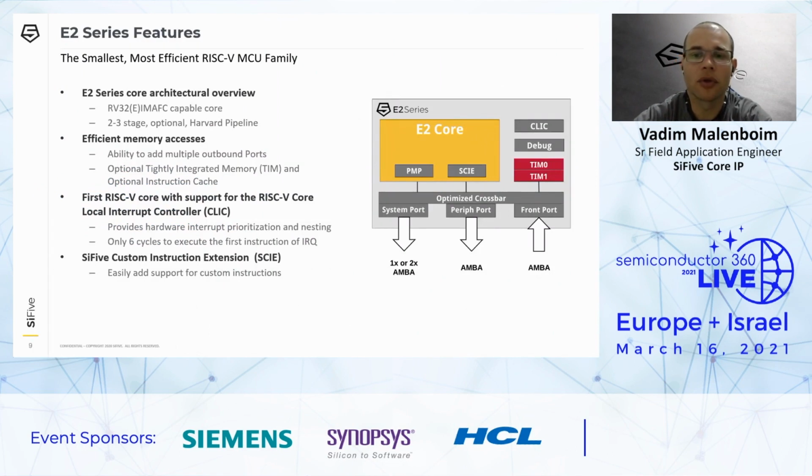This core can be configured with different RISC-V extensions, including multiplier, floating point unit, and atomics extension. It can be configured as Harvard or von Neumann architecture. It can include an efficient interrupt controller, a debug module, and tightly integrated memories. It can be integrated into your SoC using various system and peripheral ports, as well as a front port for inbound access.